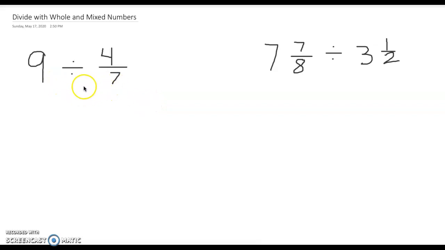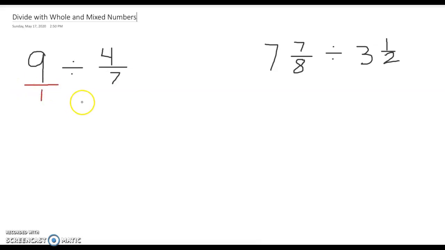All right, remember, there is no such thing as dividing fractions. However, there is such a thing as the reciprocal rule, which is we're going to flip the second fraction, and then we're going to multiply the entire problem. Okay, so this is how we're going to do it. Remember, all whole numbers are over 1. So just because it says 9 here, that doesn't mean it's not really 9 over 1.